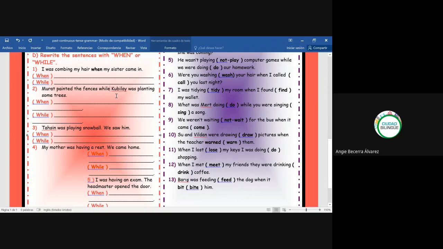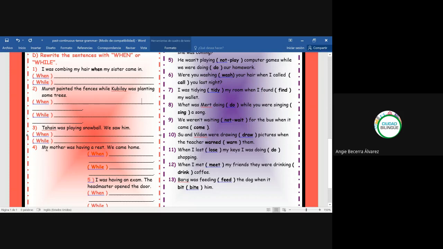Perfect. Very good. Entonces, si ven, chicas, podemos utilizar los dos, cualquiera de los dos, pero tenemos que saber en qué oración va el subordinador que tenemos aquí. Cuando es when, él siempre va con la oración en pasado simple. Y cuando es while, él siempre va con la oración en pasado continuo, ¿ok? Nunca podemos utilizar los dos. No podemos decir, when Murat painted the fences while Kubilay was planting some trees, ¿ok? No podemos utilizar los dos, uno de los dos.